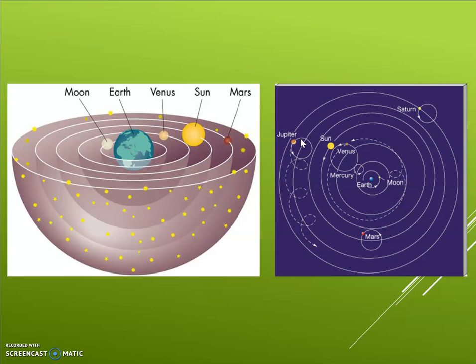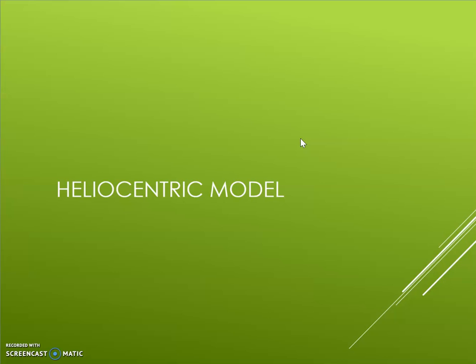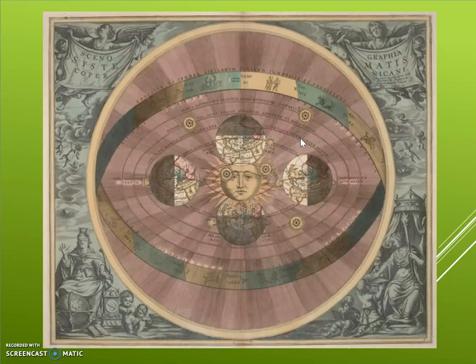Now, eventually, of course, this evolved into the heliocentric model, which is more of a current model, where the sun is in the middle, and of course, the Earth goes around the sun.